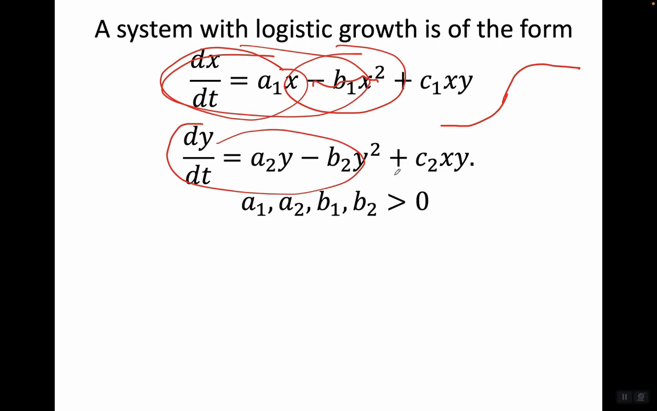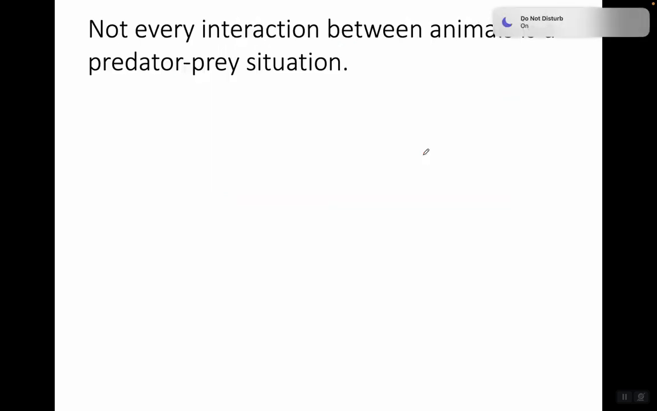Okay. Now, as for the c's, c1 and c2, those could be positive or negative, and that affects the kind of relationship these animals have with each other. Not every interaction between animals is a predator-prey situation.